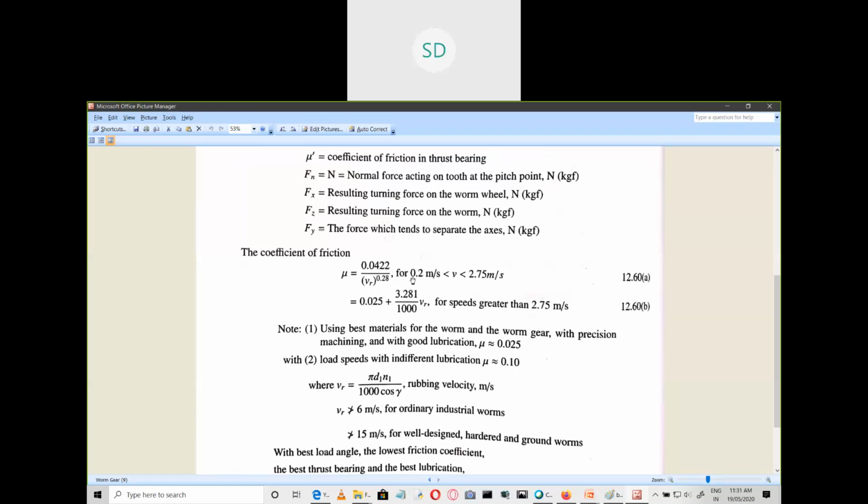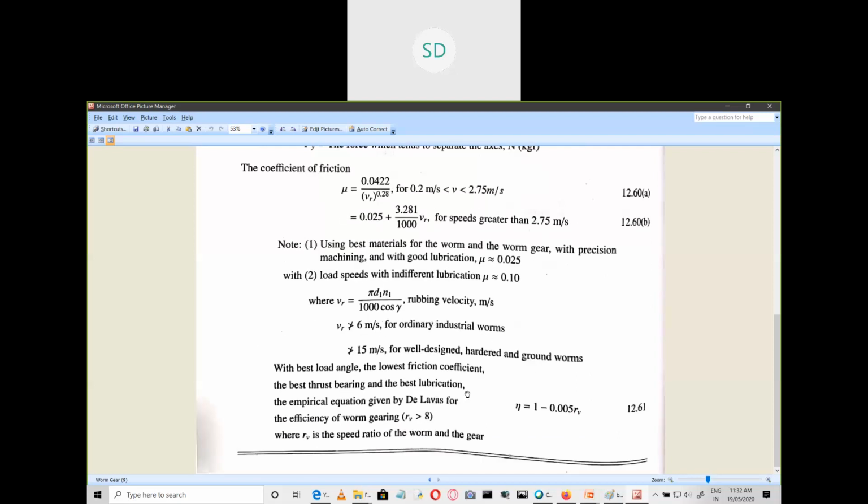If the V is between 0.2 meter per second and 2.75 meter per second, then you can go for equation number 12.60a. If it is more than 2.75 meter per second, then you need to go for equation number 12.60b. Now VR is the rubbing velocity.